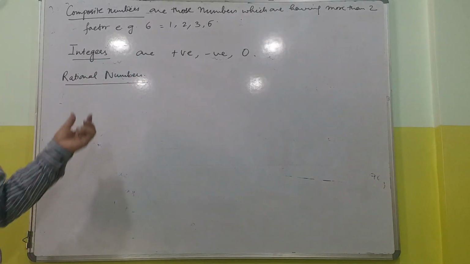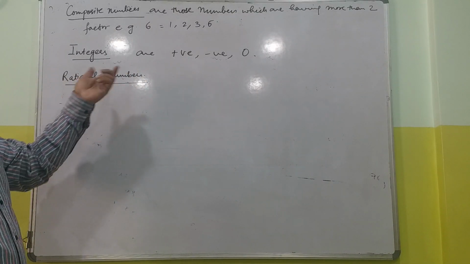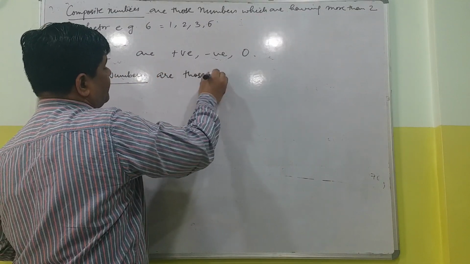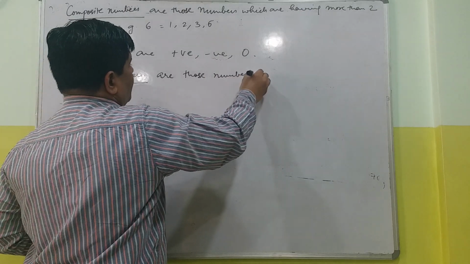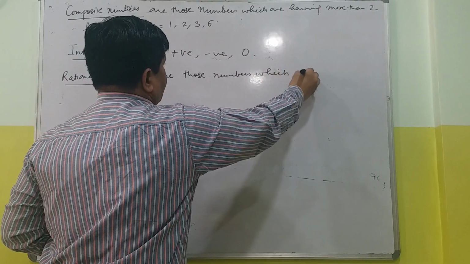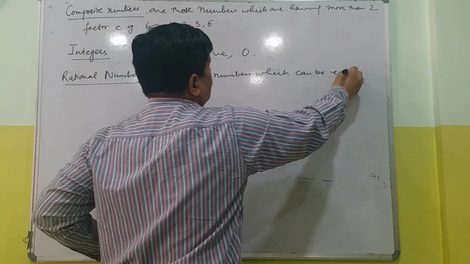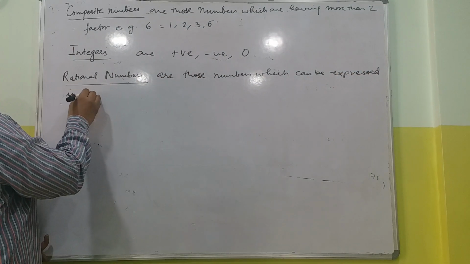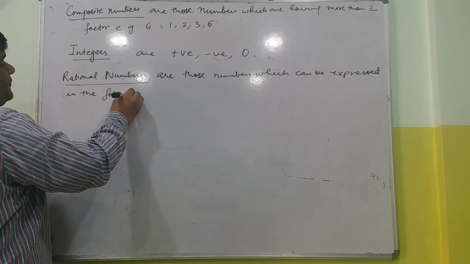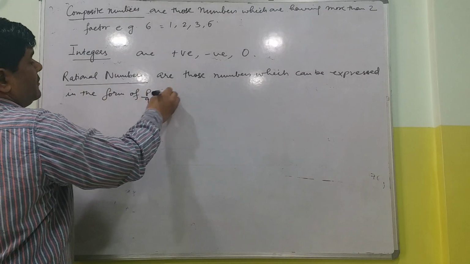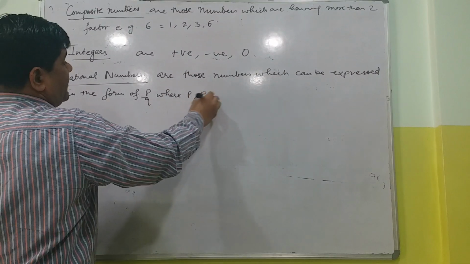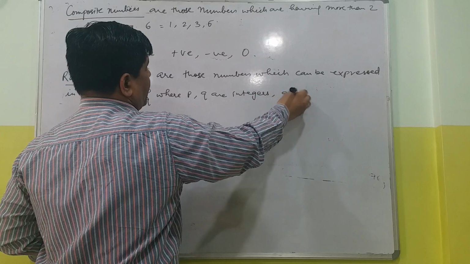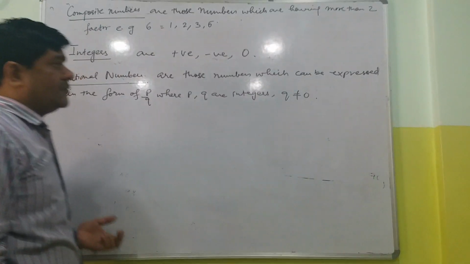Rational numbers are those numbers which can be expressed in the form of P upon Q, where P and Q are integers and denominator Q not equal to 0.